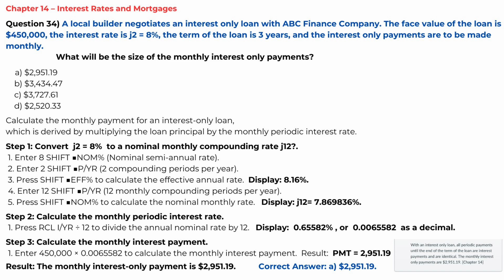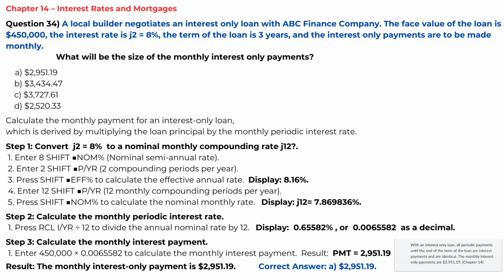Step 2. Calculate the monthly periodic interest rate. Press RCL button and then IYR divided by 12 to divide the annual nominal rate by 12. Calculator displays 0.65582% or 0.0065582 as a decimal. Step 3. Calculate the monthly interest payment. Enter $450,000 times 0.0065582 to calculate the monthly interest payment. Result: $2,951.19. Therefore, correct answer is A, $2,951.19. The monthly interest-only payment is $2,951.19.